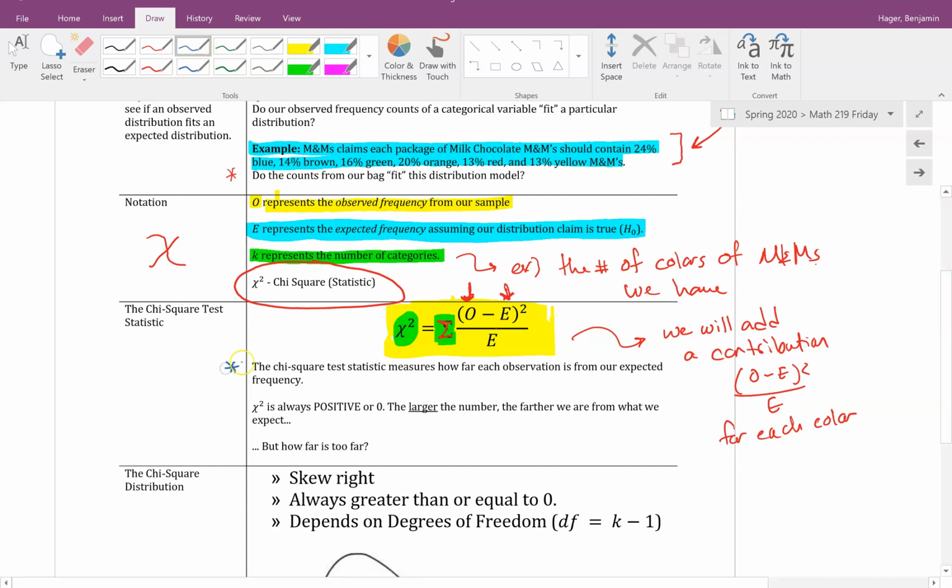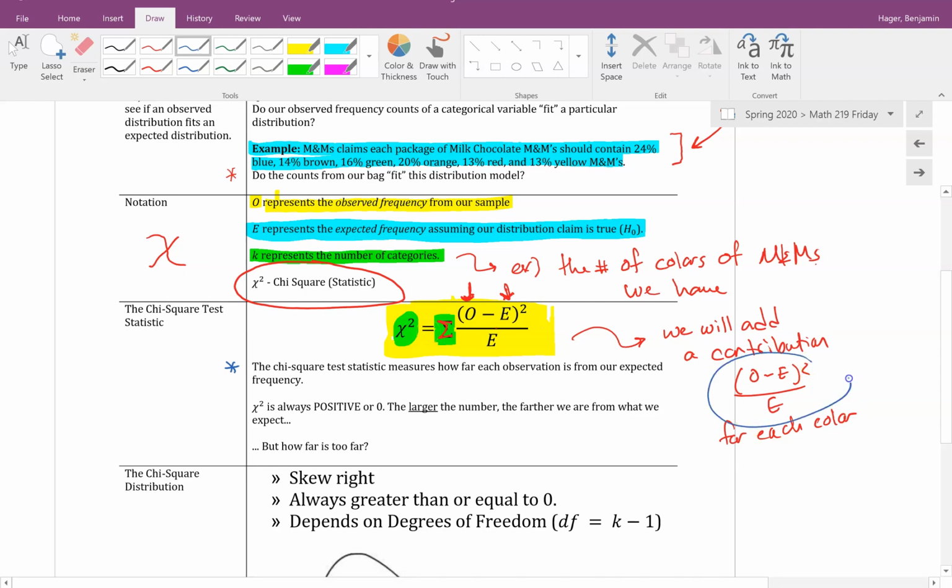It says that the chi-squared test statistic measures how far each observation is from the expected frequency. So it's a measurement of how off we are, basically, from what we observe in our bag of M&Ms compared to what is claimed about our bag of M&Ms. Chi-squared is always positive or 0, and you can see that because we're squaring this thing, right? So I'm always going to have positive values. And the larger the number, the farther we are from what we expect, okay? So the larger chi-squared turns out to be, right?